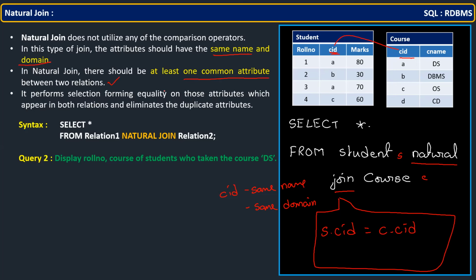Is it or not? One common attribute. That means the same name column must be there. It performs selection, forming equality. So that is what it does here. What is the condition it will put? Equal operator actually on those common columns.